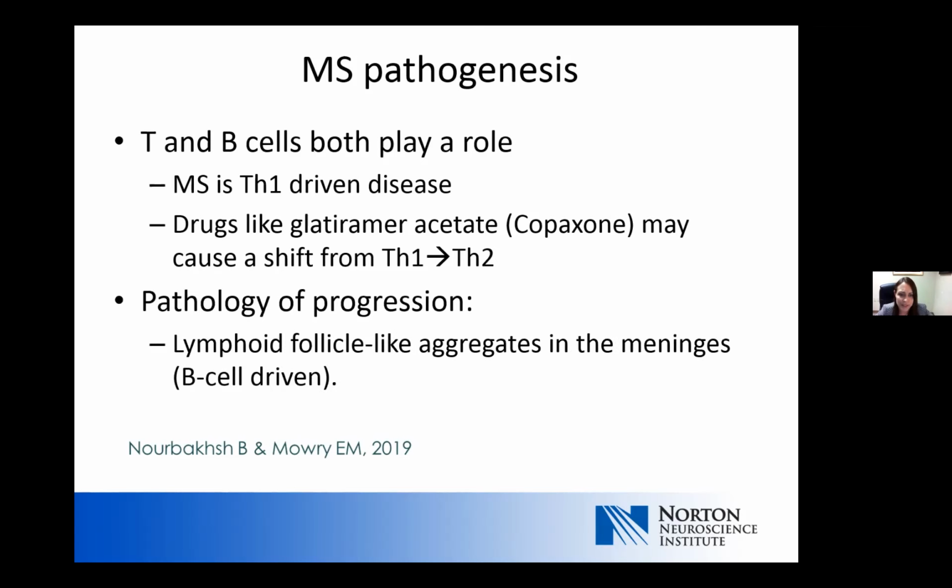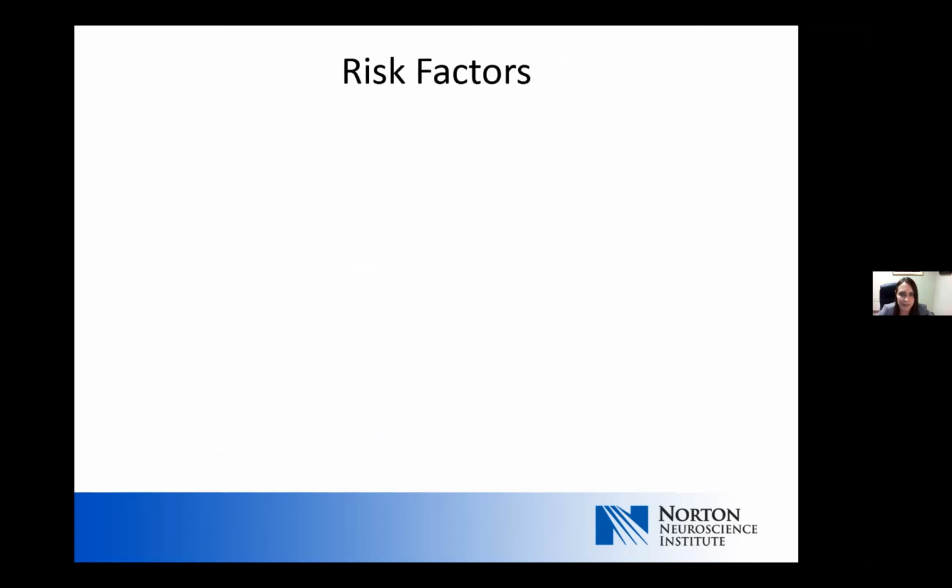What we know about B cells is that in patients who have progressive MS, they have these lymphoid follicle-like aggregates that form in the meninges of the brain. So we think that some of the progression may be B cell driven, and this is why drugs like ocrelizumab or Ocrevus or rituximab or Rituxan may be better for progressive disease.